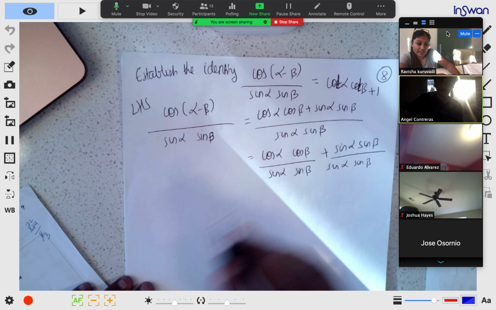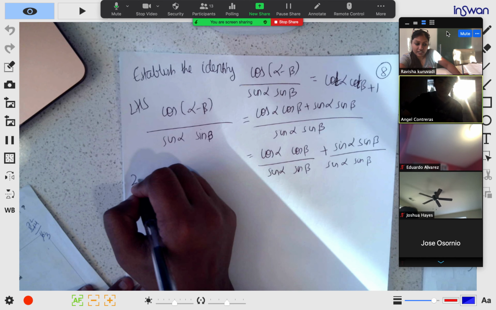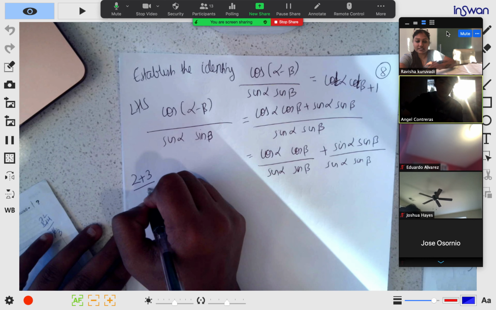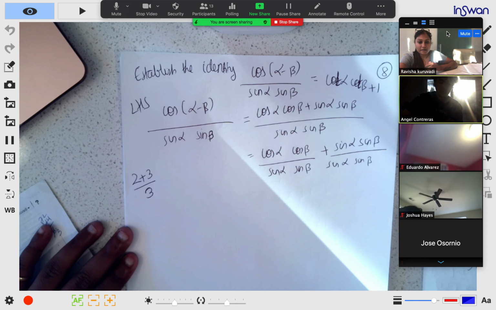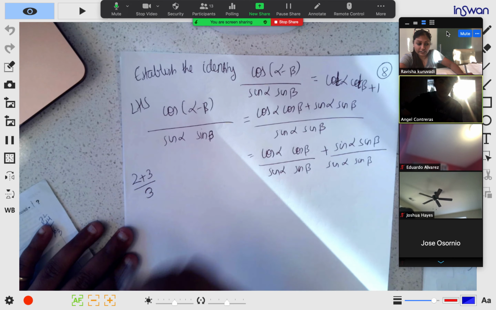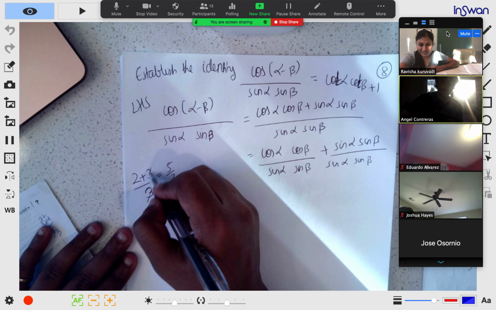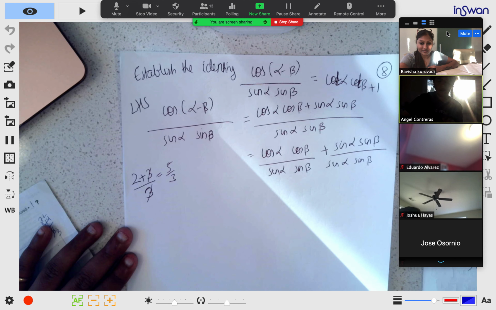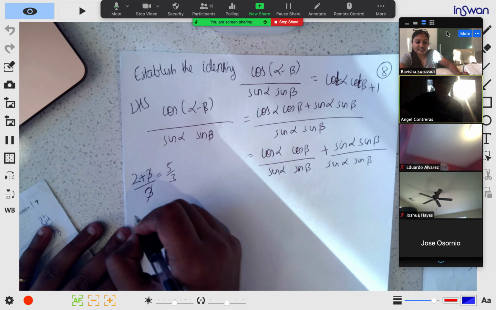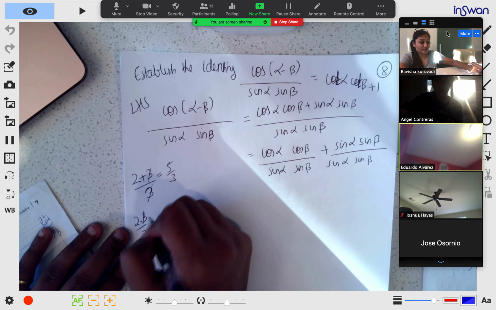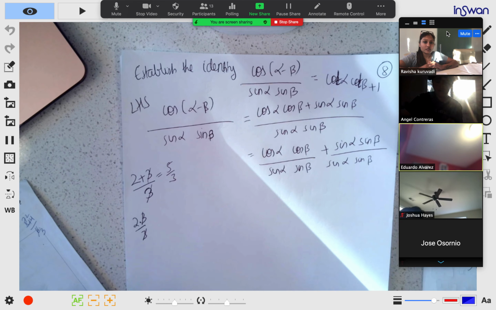The reason is, if I say 2 plus 3 divided by 3, it is basically 5 divided by 3, right? But if I cancel, I'm left with just 2. That's wrong. Only when they're multiplying can you cancel. That only applies to cotangent, right? What about tangent? It applies to everything.